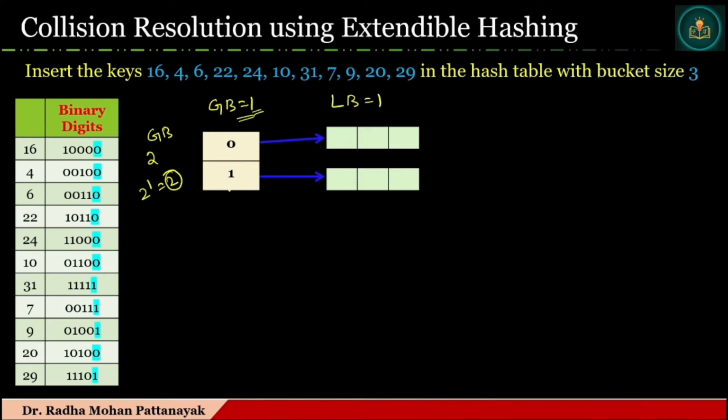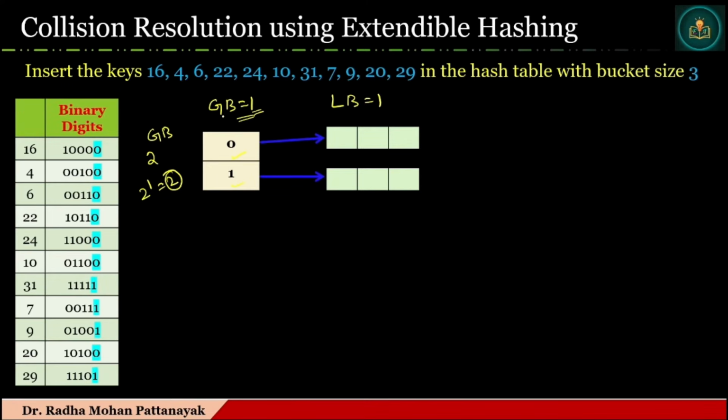I hope you understood. That's why in the global bucket I have used 2 directories, one is 0, second is 1. Then in the local bucket side also we have taken 2 buckets. One bucket is represented by the 0th address and the second bucket is represented by the 1 address. Now we will fill up the elements.